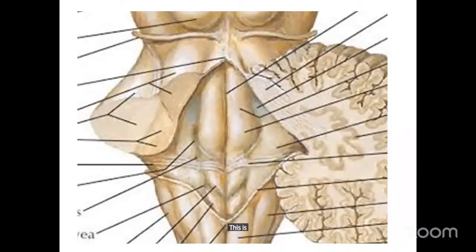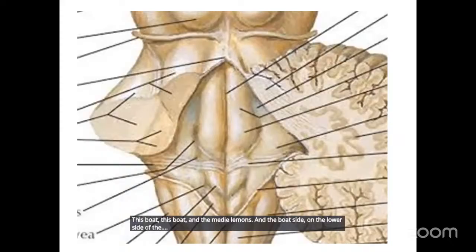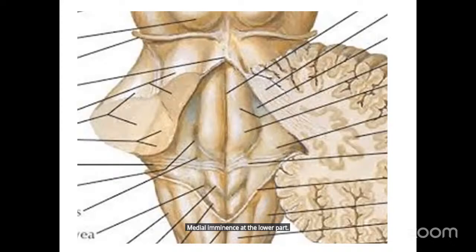This is the dorsal surface, or the superior surface, of the pons. It forms the superior part of the fourth ventricle floor. Again, there is a median sulcus, and on either side of this median sulcus there are elevations called the medial eminence. On the lower side of the medial eminence is the vestibular area, and again that bluish area is called the substantia nigra.